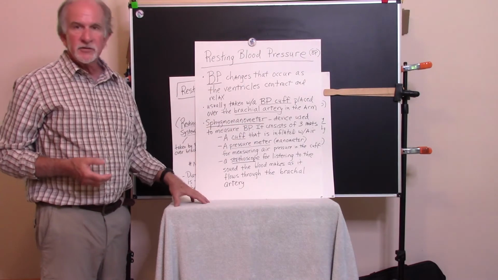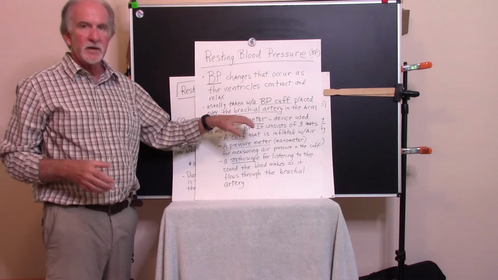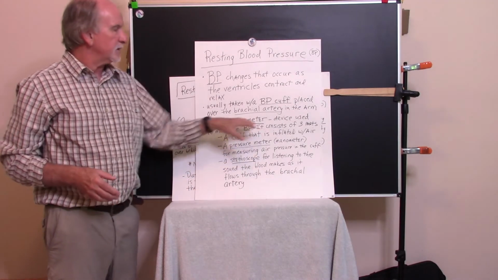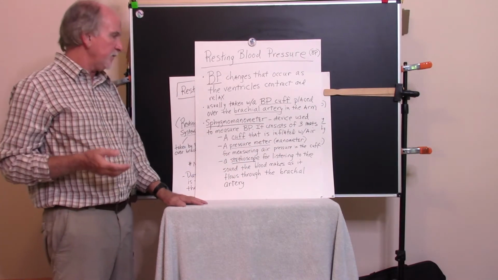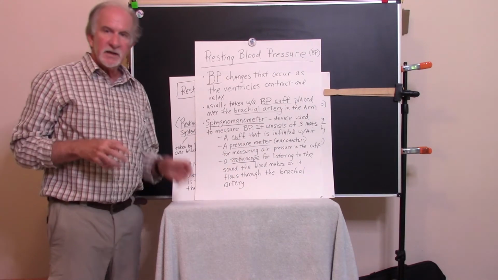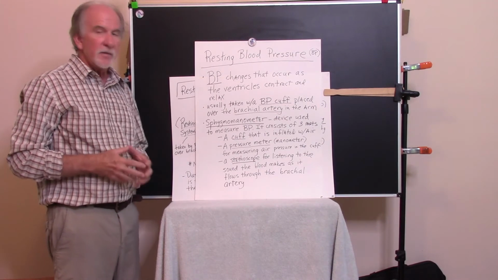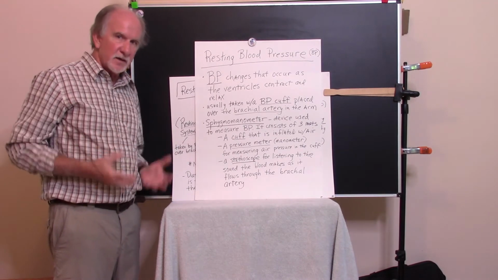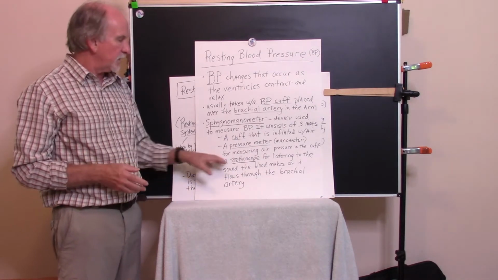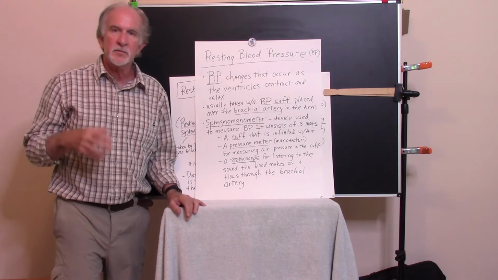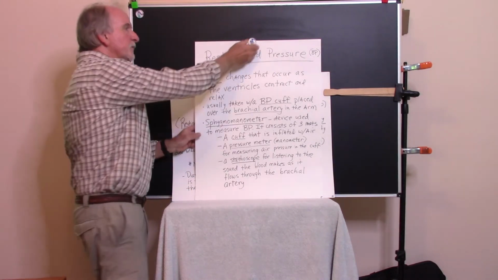The device that's used to take blood pressure is called a sphygmomanometer, and it consists of three parts. There's a cuff that you inflate with air, and then there's a pressure meter, the manometer, for measuring air pressure in the cuff. And finally there's a stethoscope so that you can listen to the sound that blood makes as it flows through the brachial artery.